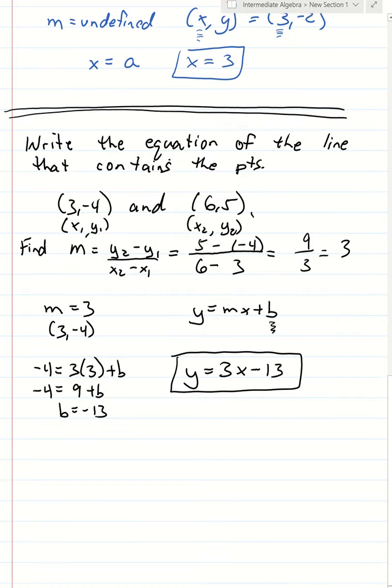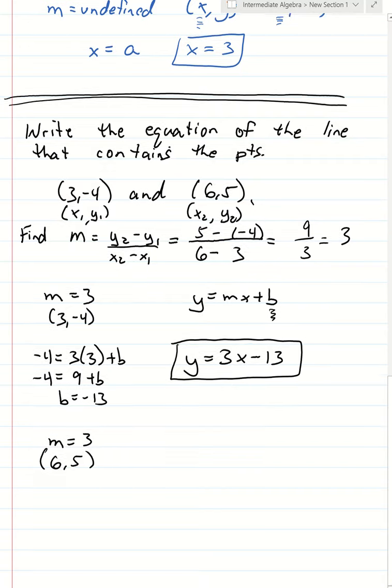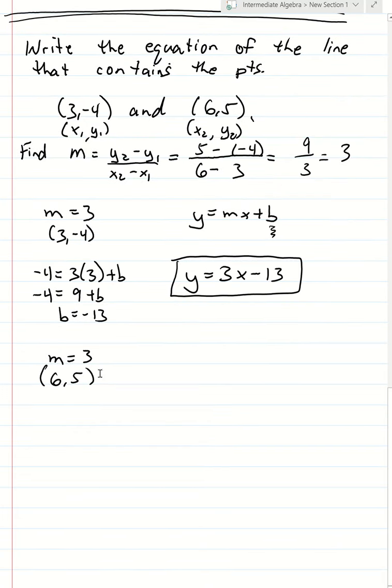But I know what you might be thinking. What if I picked the other point of 6, 5? Would I get the same equation? Well, let's see if we do. I'm not sure myself. In which case now we're going to plug in 5 for y equals, the slope is still 3, times the x value, which is now 6, plus b.